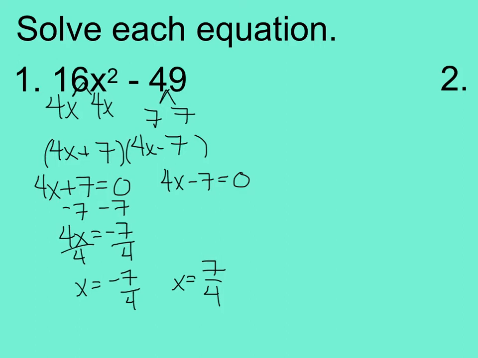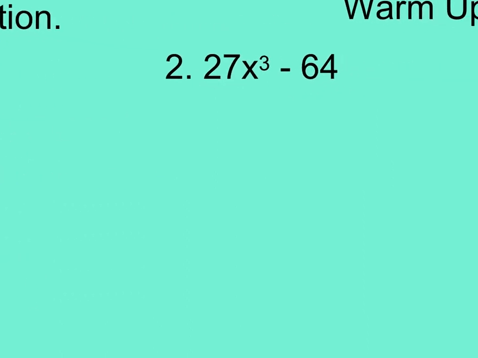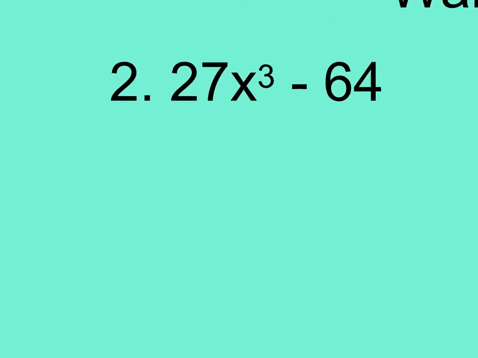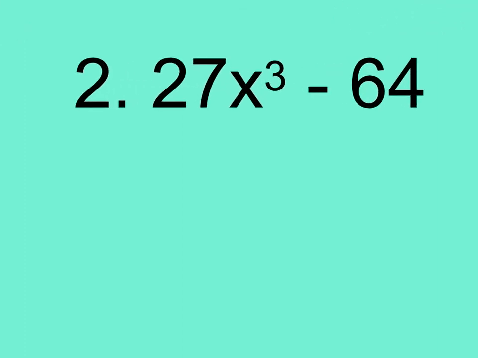Moving on to question number 2. So this one, if we look at it, it's a difference of cubes. Difference, x cubed tells us it's cubes. So we start with the 27x cubed, and remember we need to break it down to the 3 factors that would multiply to it. So that would be 3x times 3x times 3x. 64 would be 4 times 4 times 4.